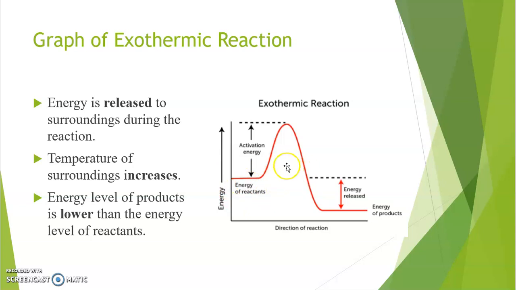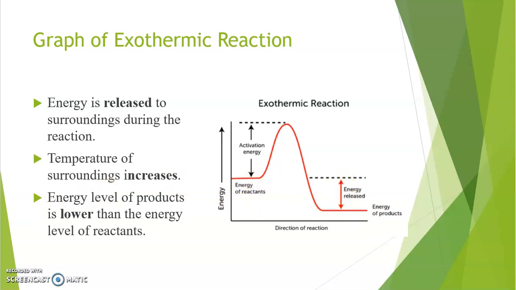This is an indication that the reaction is exothermic. Why? Because the energy gap that you see is the energy that is released from the reaction to the surroundings. So energy of the products is lower than energy of the reactants, so this is an exothermic reaction. The energy released is the difference between the energy of the products and the energy of the reactants.